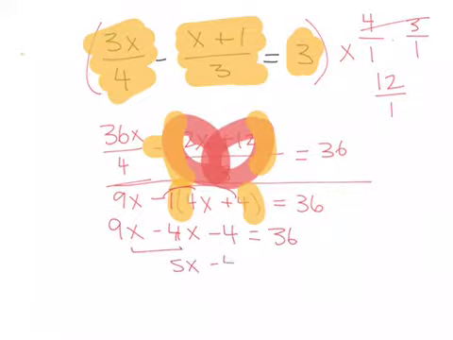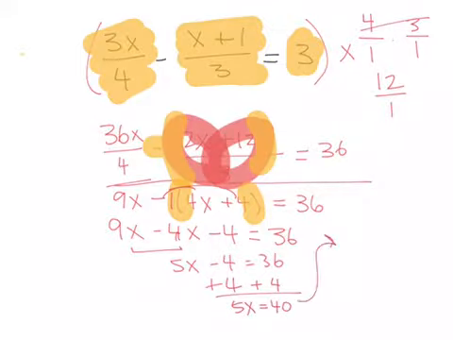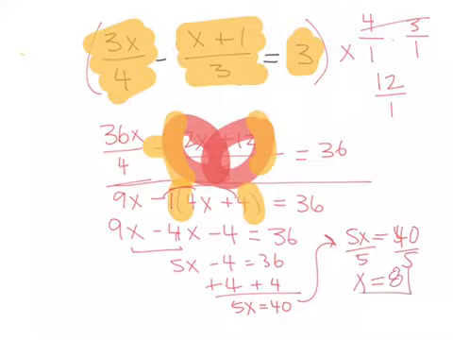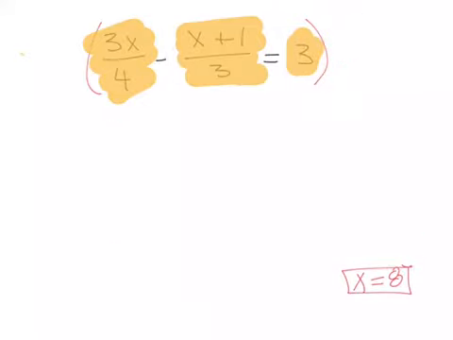Now I can combine my like terms. I have 5x minus 4 equals 36. If I add 4 to both sides, we see that 5x equals 40. We need to undo that coefficient of 5 by dividing, and we see that x is 8. Now it's time to check our answer, because the beauty of solving equations is that you can always plug your answer back in and know that you got it correct, or give yourself an opportunity to find mistakes.